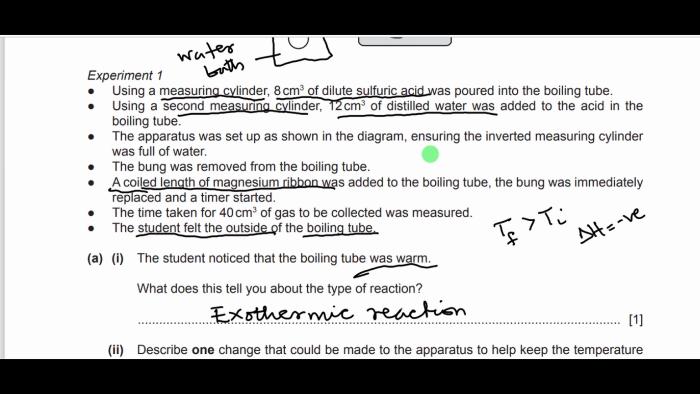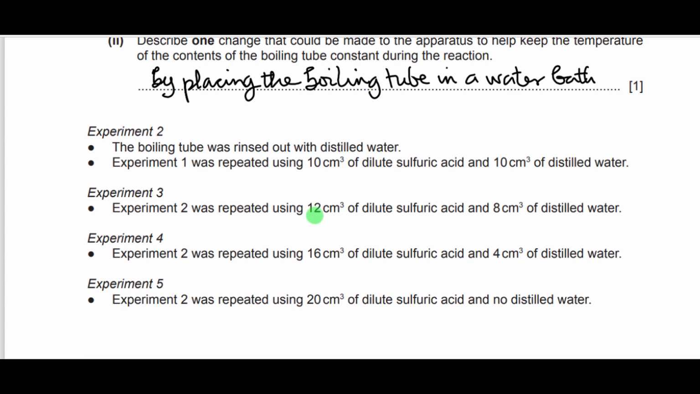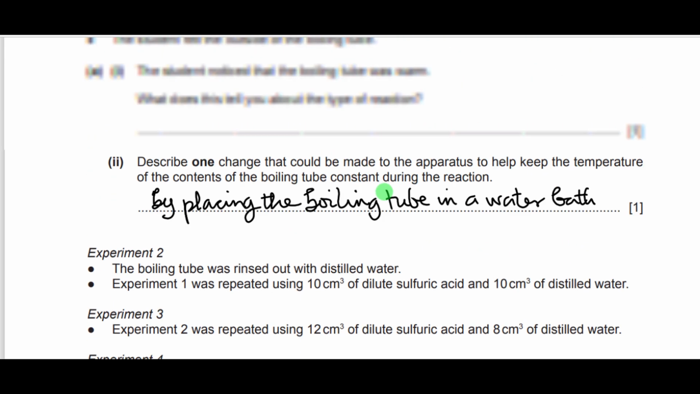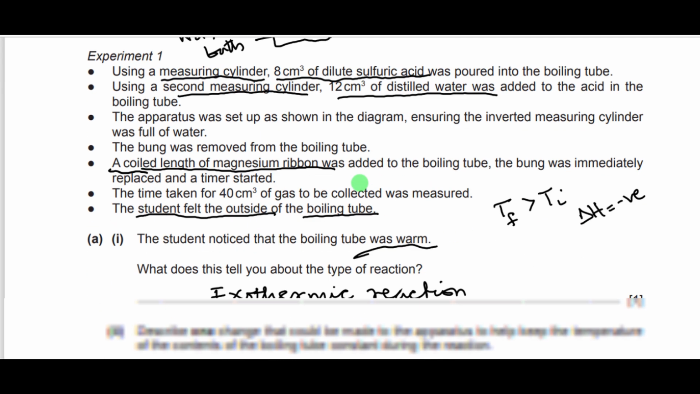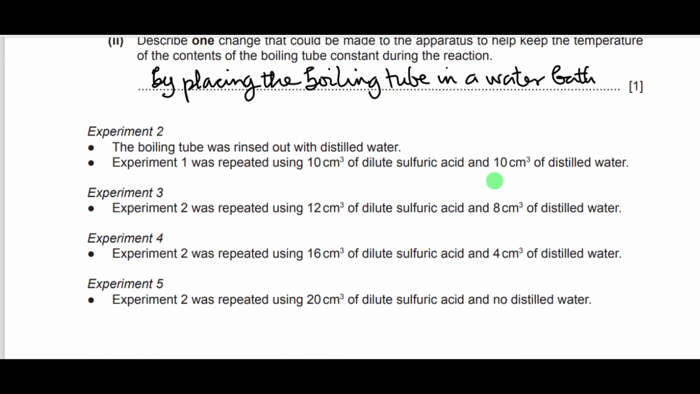Now go back to experiment 1. What do you notice? 8 cm³ of sulfuric acid was used and 12 cm³ of water was used. Now in the second experiment, 10 cm³ of dilute sulfuric acid and 10 cm³ of distilled water. So have you seen a trend there? What kind of trend do you see? 8 plus 12 gives us 20, right? 10 plus 10 gives us 20.